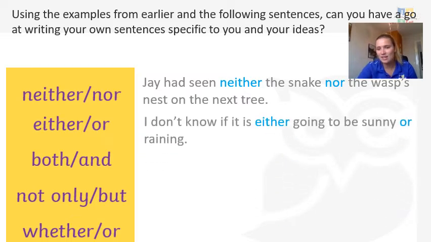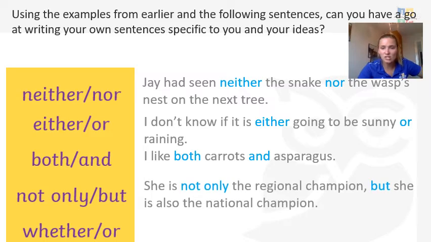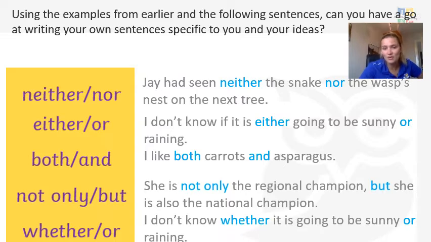I don't know if it's either going to be sunny or raining. I like both carrots and asparagus. She is not only the regional champion, but is also the national champion. And finally, I don't know whether it's going to be sunny or raining. So we can see there's some examples there that you can use.